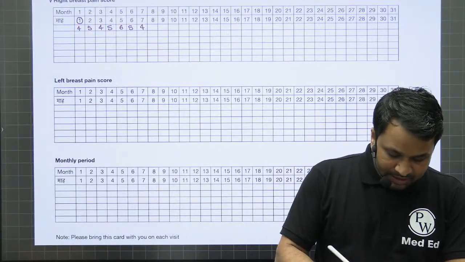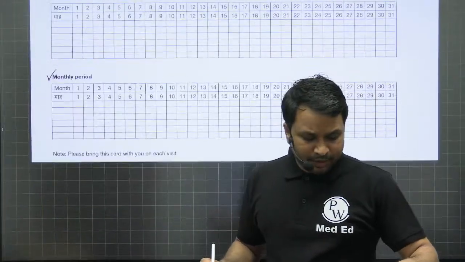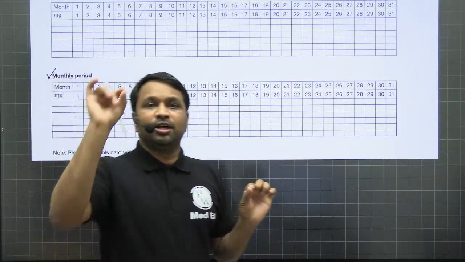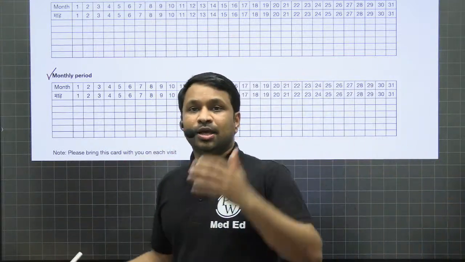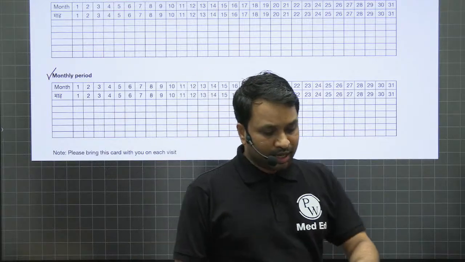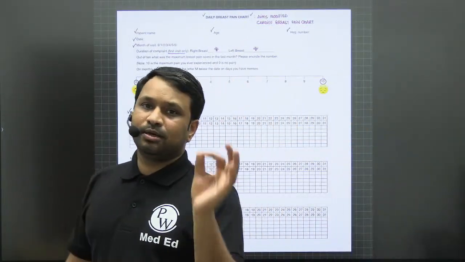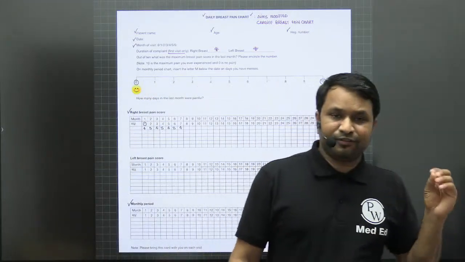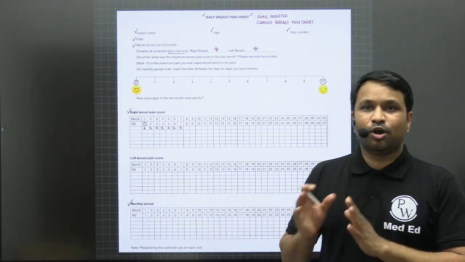Then you will see the monthly periods also, right? So in the period score, you will see that on the day of the menstrual cycle, whether the component of pain is increasing or remains same or does not exist. So that is how you know whether it's a cyclical or a non-cyclical mastalgia. So this is what we call the AIIMS modified, that is All India Institute of Medical Sciences modified Cardiff breast pain chart.